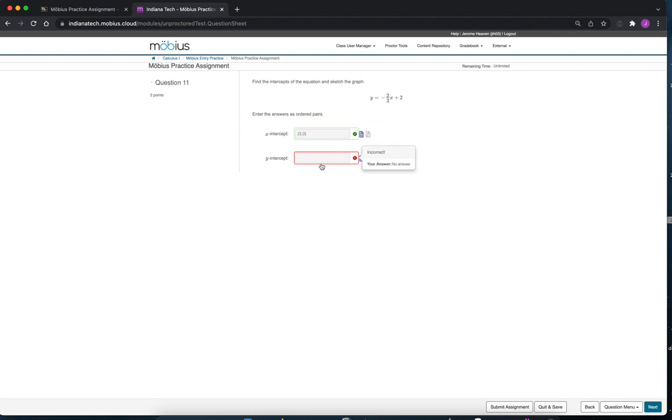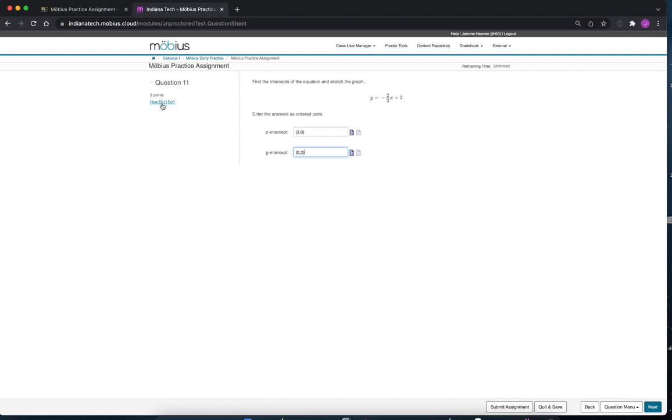And this one is not correct because, yeah, I haven't given an answer. All right, so let's see. Y-intercept is easier. The y value is 2, but because it says an ordered pair, you can't just put the number 2. You have to put the ordered pair, and the y-intercept always corresponds to an x value of 0. So (0, 2), and there you go.